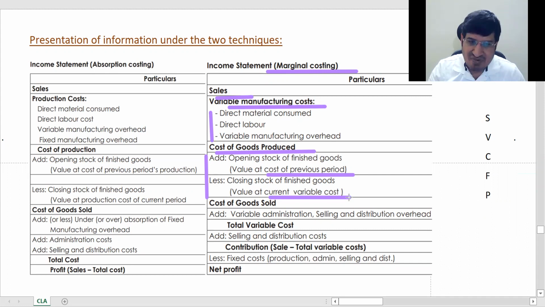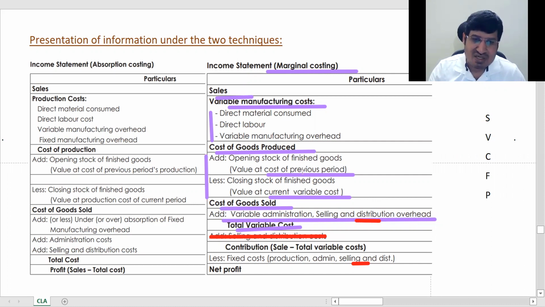If you add and deduct, you will get cost of goods sold, and here you add the variable part of administration and selling and distribution overhead. So here you get total variable cost. Now this is just an error here. There's no adding of selling and distribution here, because your variable selling and distribution is added here and your fixed selling and distribution is added here. So both have been taken care of. This is just an error, so you can mark it in your study material if you want.